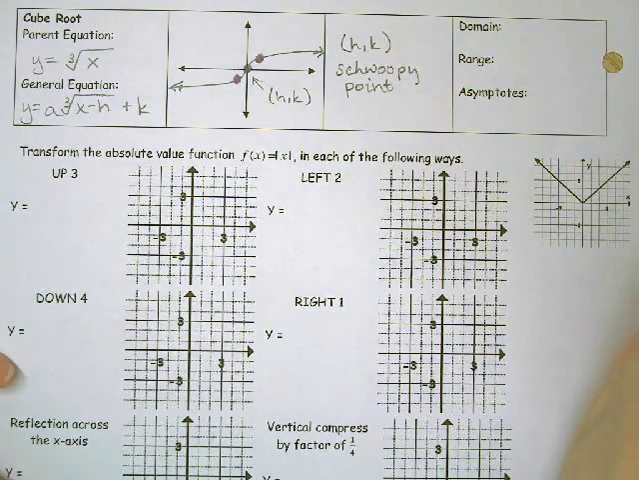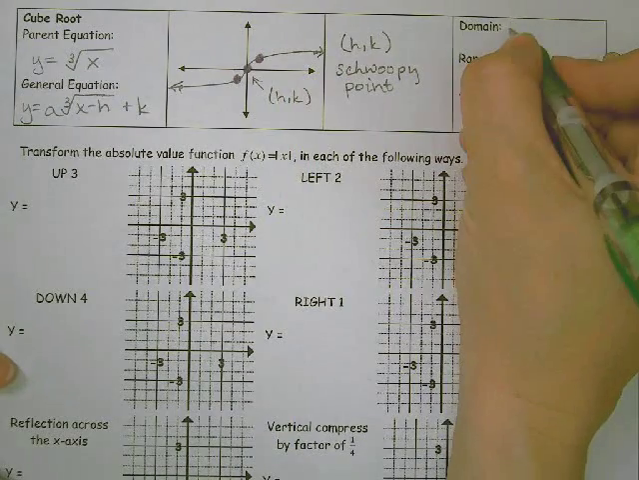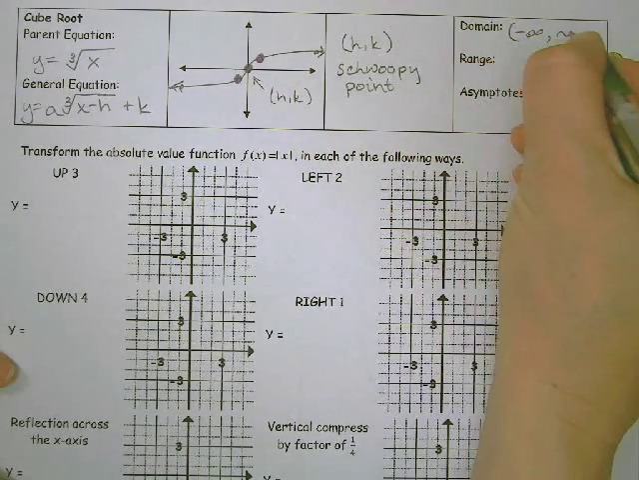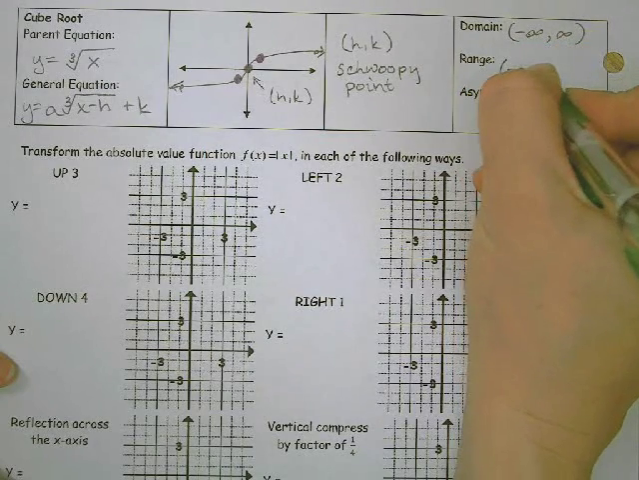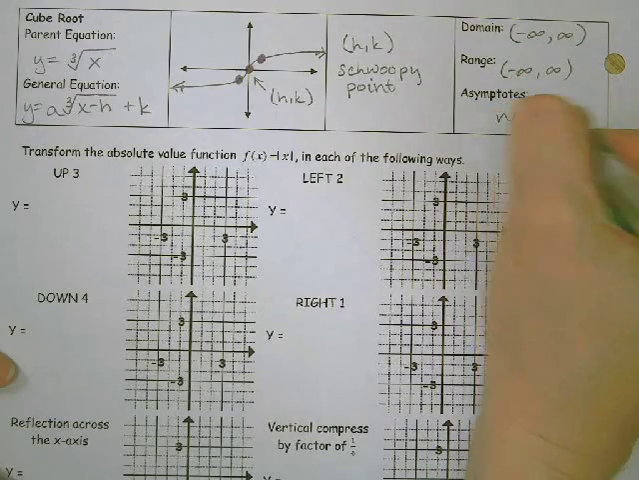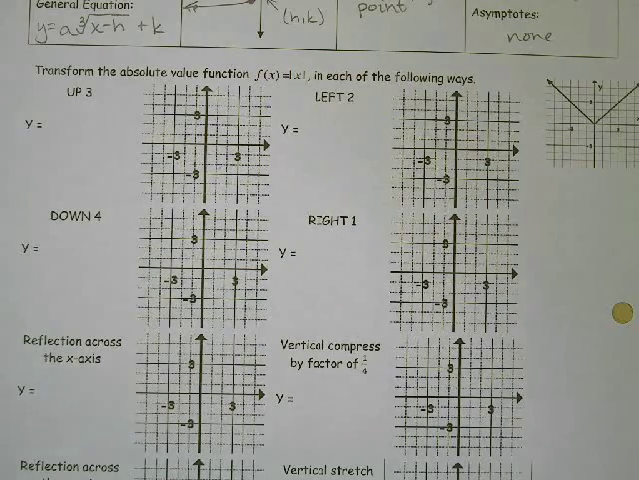However you want to think about that one, it kind of flattens out there. It's whatever it is to you. Domain and range are both negative infinity to positive infinity. And there are no asymptotes with this as well. So I want to do a few examples. I'm not going to do all of these.